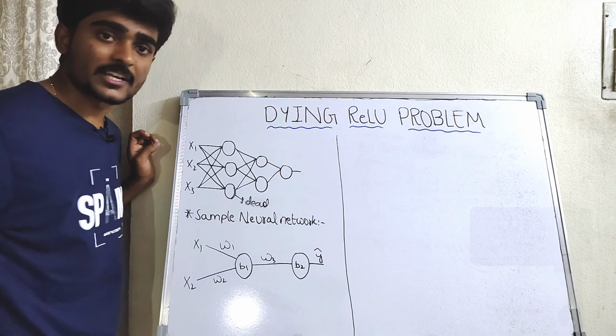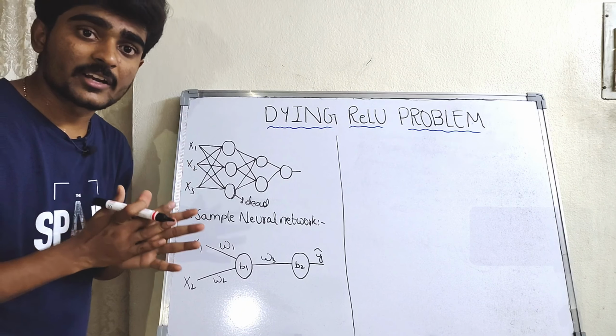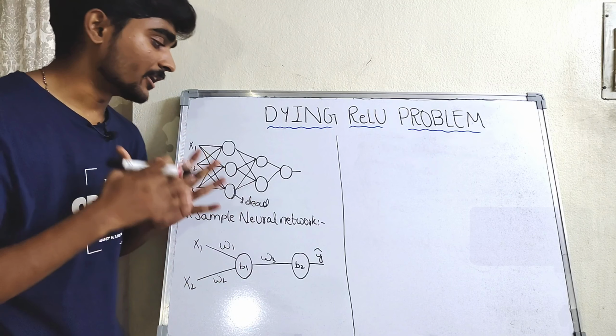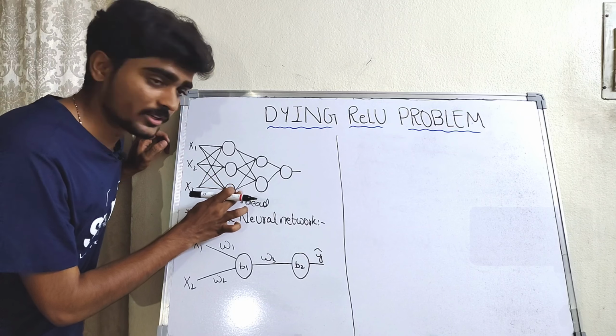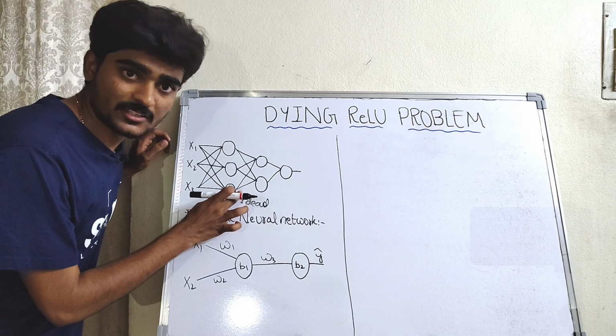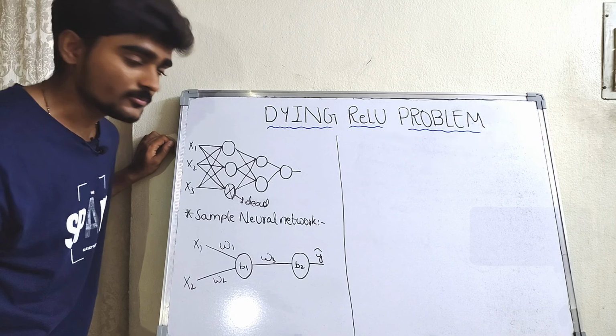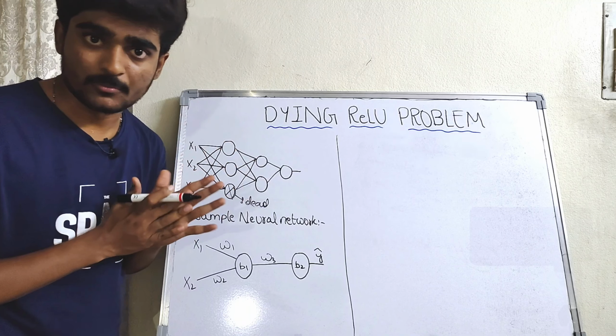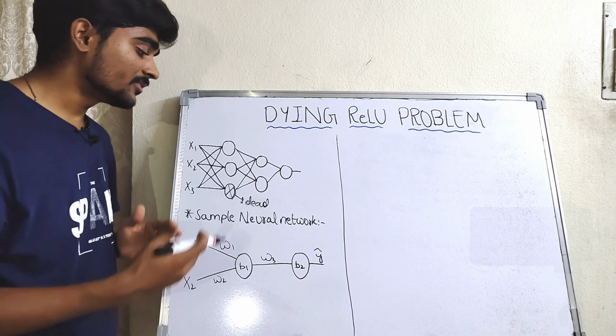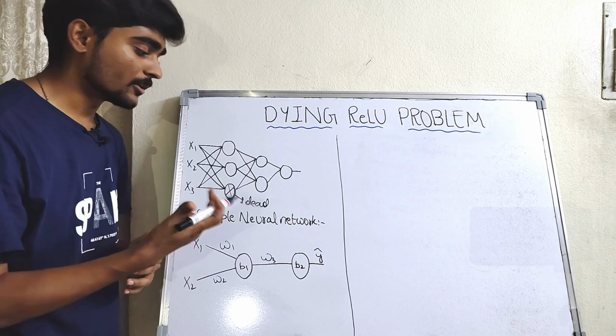Now, what does the dying ReLU problem specify? By using a ReLU activation function in the hidden layers, there are chances that neurons may be dead. Once the neurons are dead, they are dead forever and are not used in the training process. Let's say this neuron is dead. When this neuron is dead, it is dead forever, and in the entire training process, in the entire forward propagation and backward propagation in each epoch, this hidden unit is not used at all. This is basically the dying ReLU problem. We'll discuss in detail how these neurons die in the further part of the video.